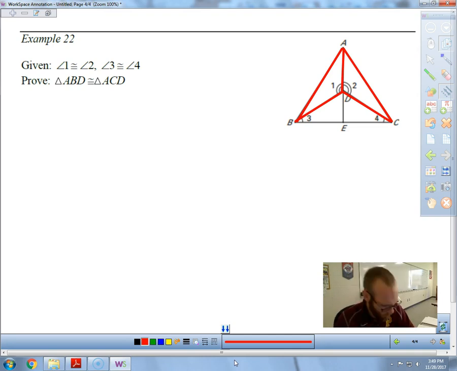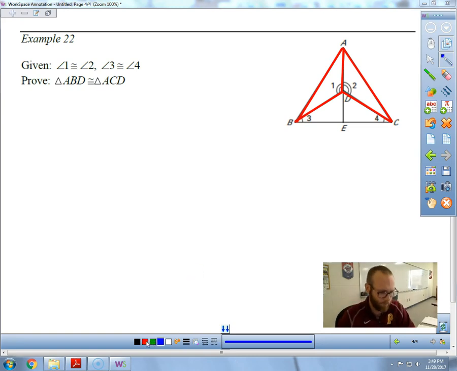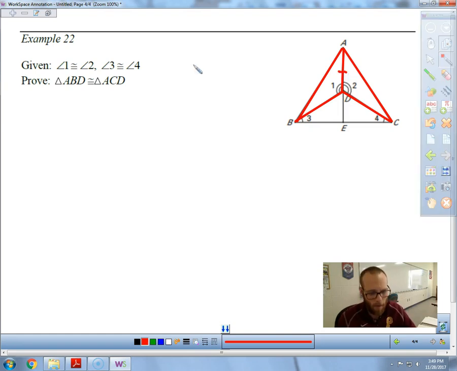Well, take a look at these red triangles. What do we know? Well, we know angle 1 is congruent to angle 2. We know they share a side. Is there anything else I know is congruent in those red triangles? That's it. An angle and a side, a pair of angles, a pair of sides. Is that enough to know that these triangles are congruent? It's not.